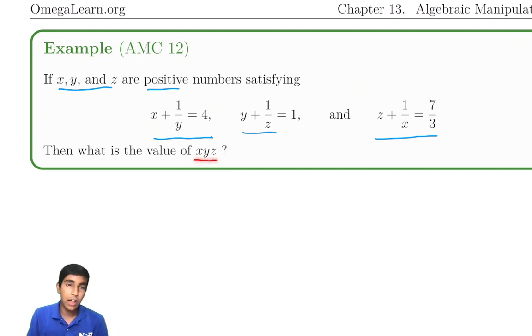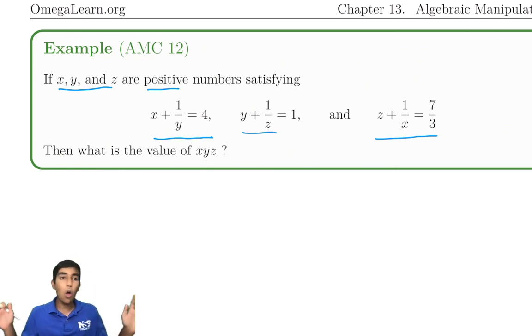So the thing is keeping your eye on the ball. We're asked to find the value of xyz. We're not asked to find x, y, and z, just the product. That's all we care about. We don't even need to know what x, y, and z are individually. So let's try finding xyz without solving for each variable. How can we do that?